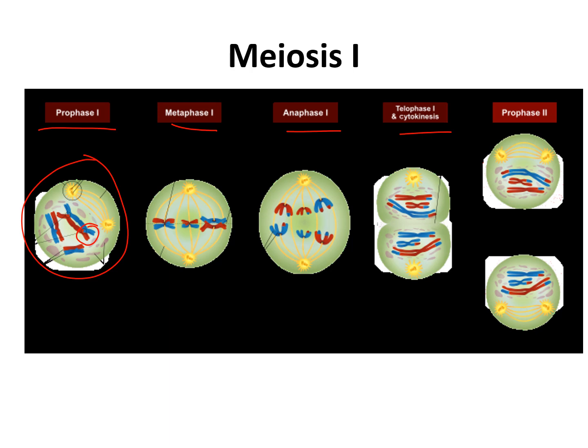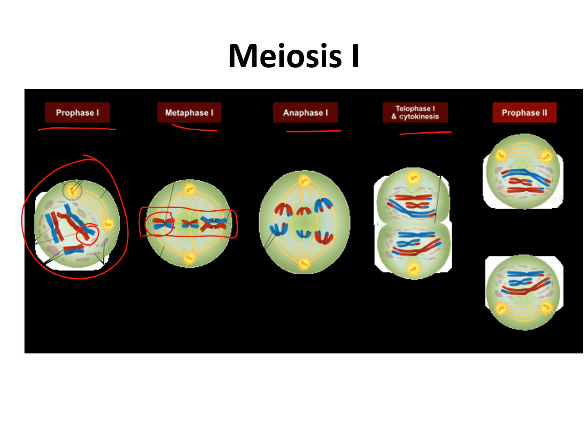Then during metaphase 1, you need to know what is lining up along the metaphase plate, and those are the tetrads. Remember, a tetrad, that involves those two homologous chromosomes that are composed of two sister chromatids each.